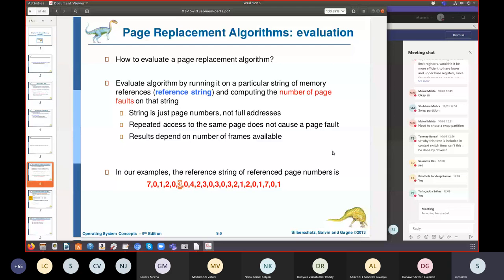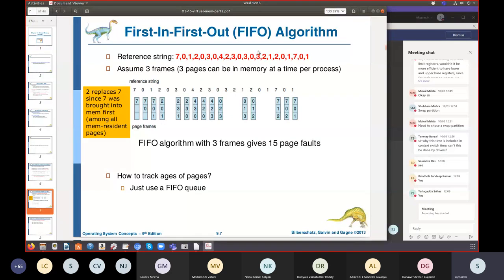Okay, if not, let me proceed. The very first and basic page replacement algorithm is FIFO, first in, first out. I will go through the example, but intuitively, suppose the memory is full and a page needs to be replaced. Replace that page which was first brought in memory.